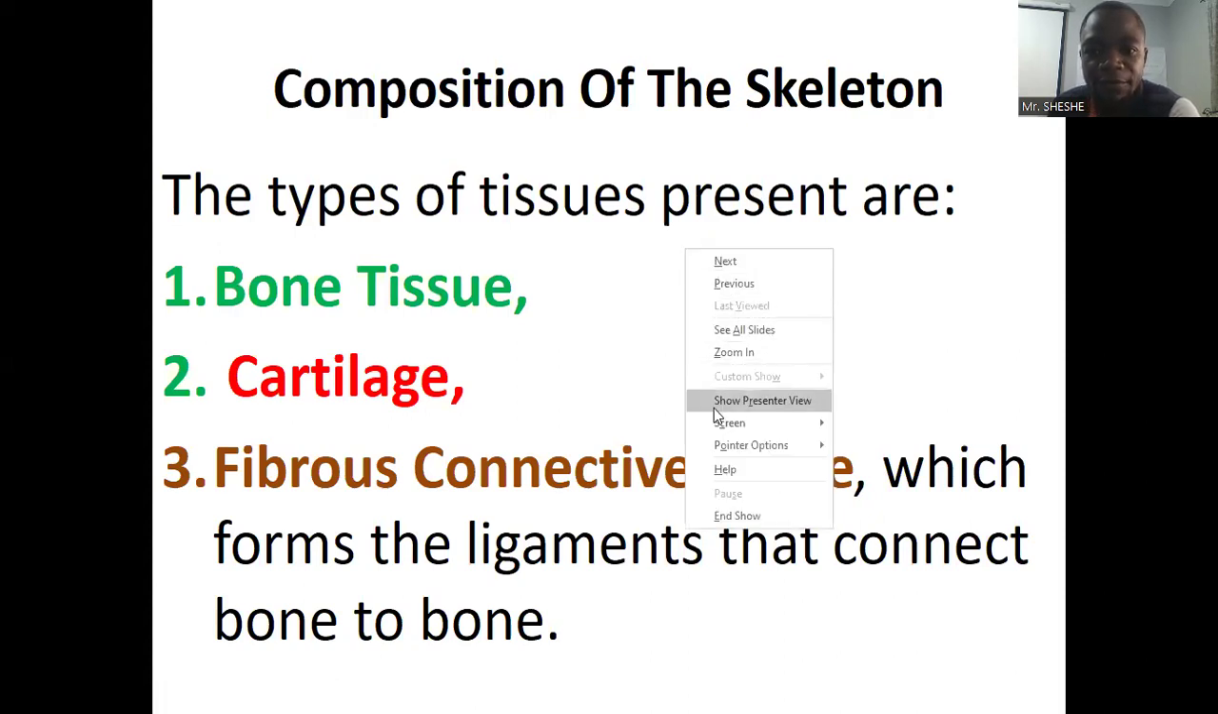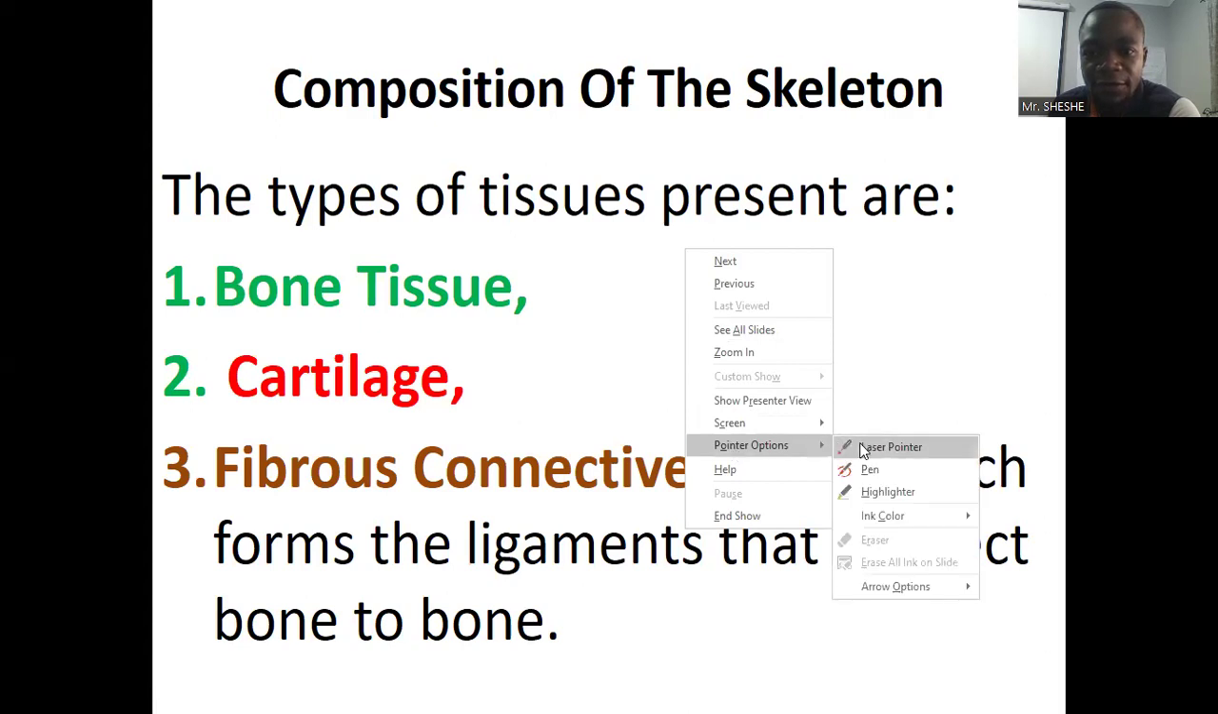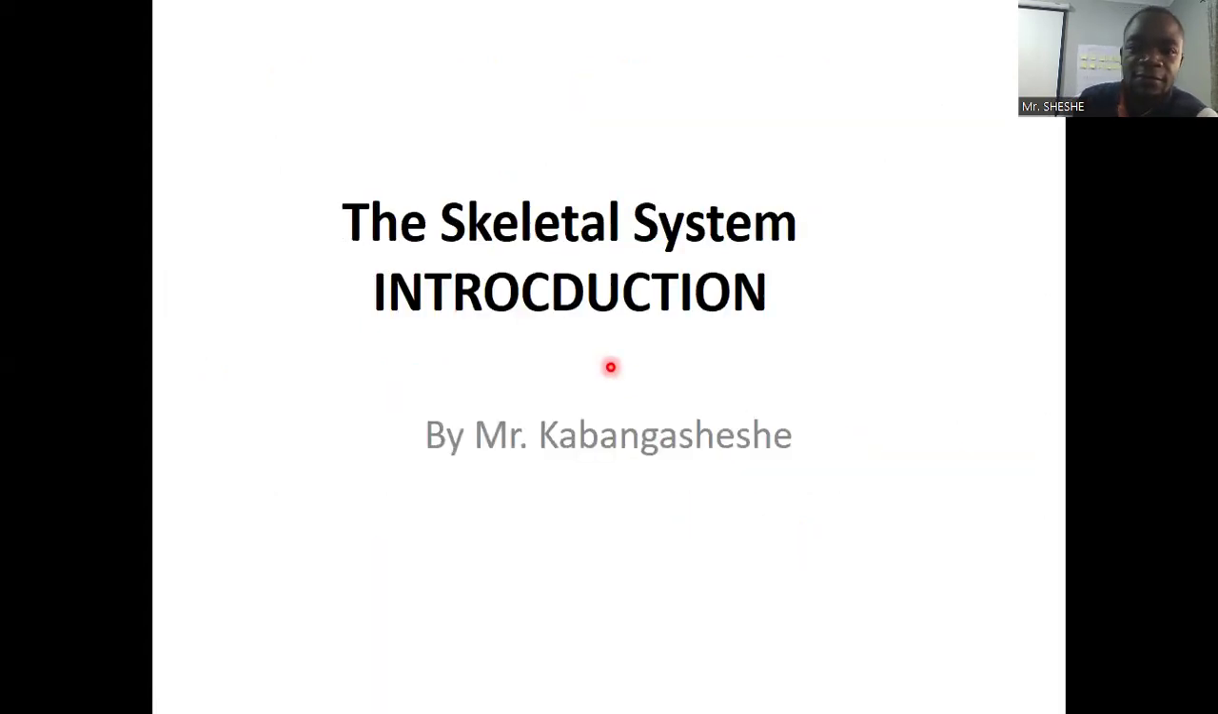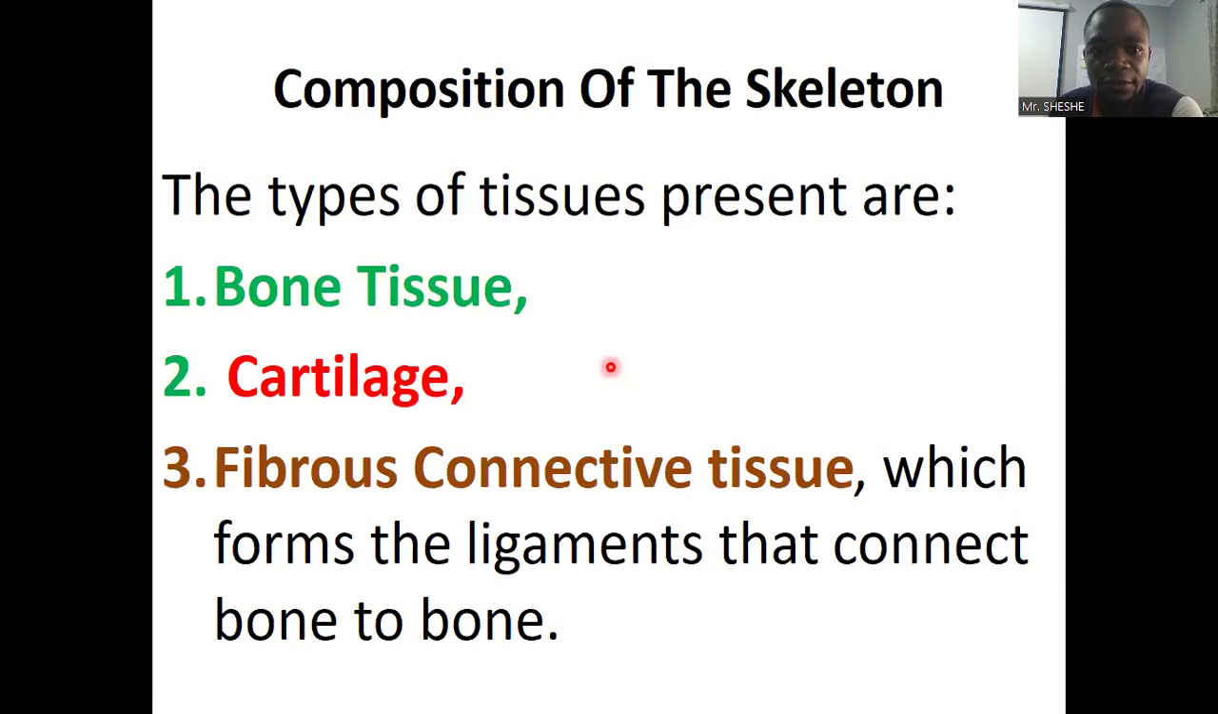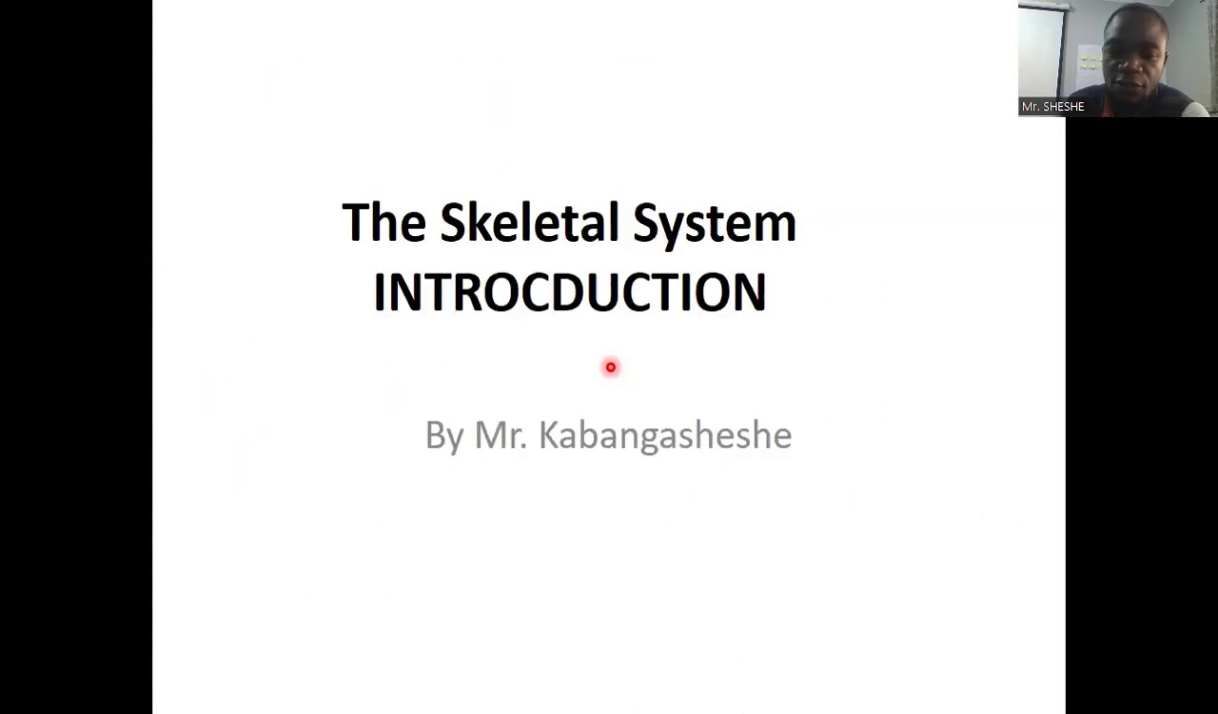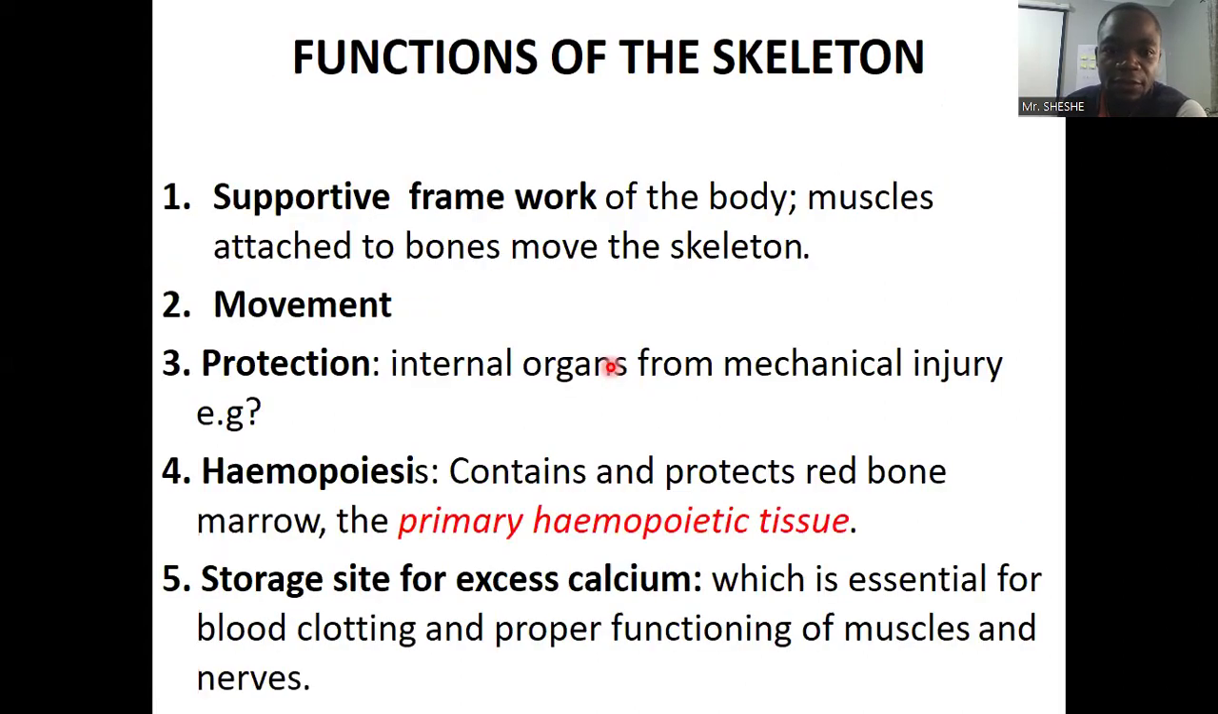All right, so you're welcome. In this discussion, we're going to look at the histology of the skeleton, in short, bone tissue. Right? So bone tissue is a type of connective tissue. We said there are four basic types of tissues.